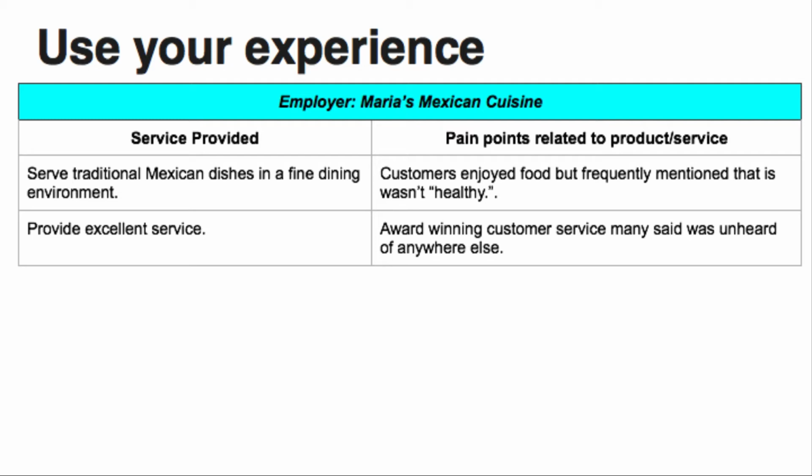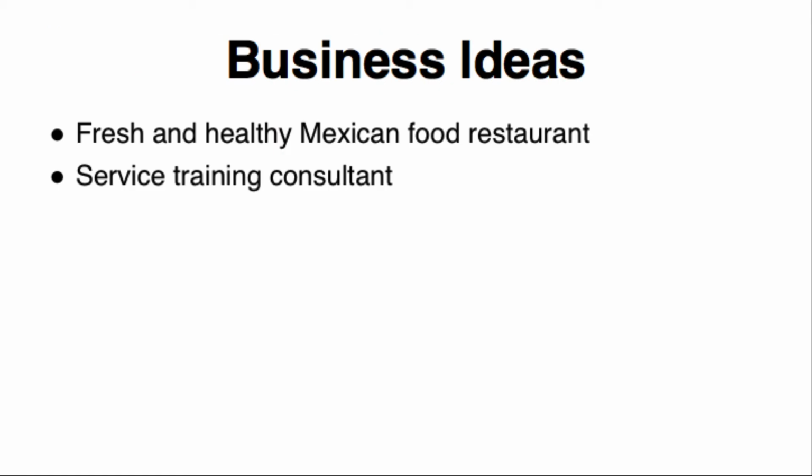So from here, we want to focus on the fact that Maria's Mexican cuisine had delicious food, but that they wanted healthier versions. We also want to focus on the fact that they provided excellent service. So what ideas can we come up with based off these 2 parameters? We now know that there is a need for fresh and healthy Mexican food, and we also know that there's a need for a service training consultant for the other restaurants in the area. We also have the experience now to provide both of those business ideas.